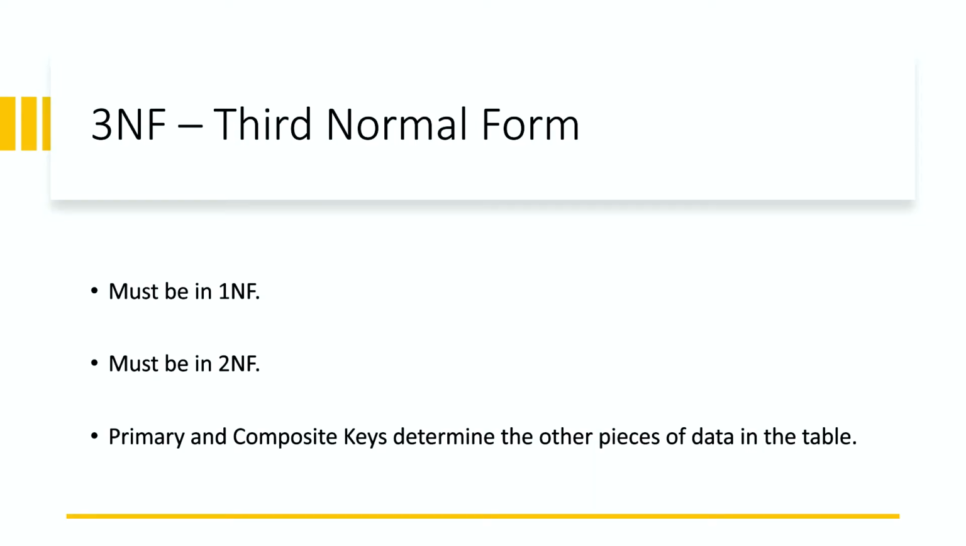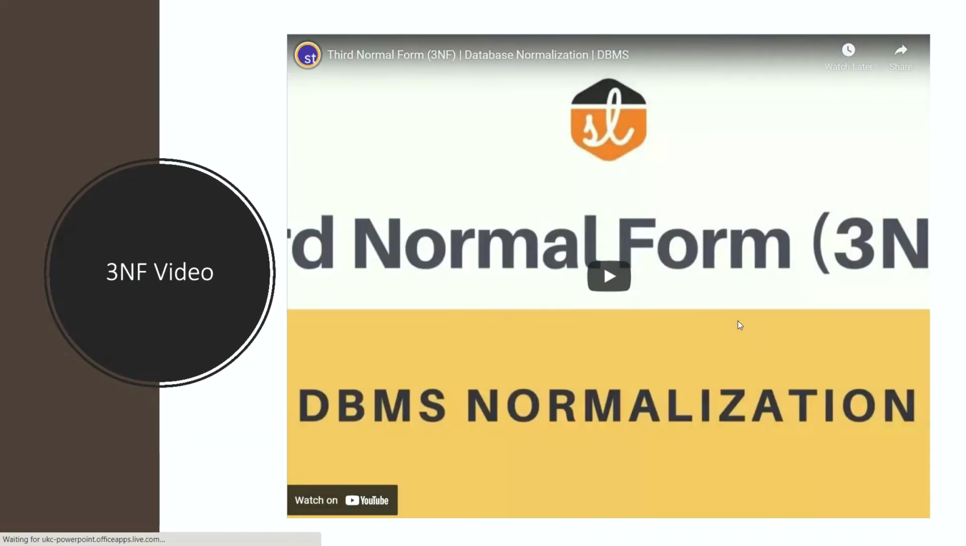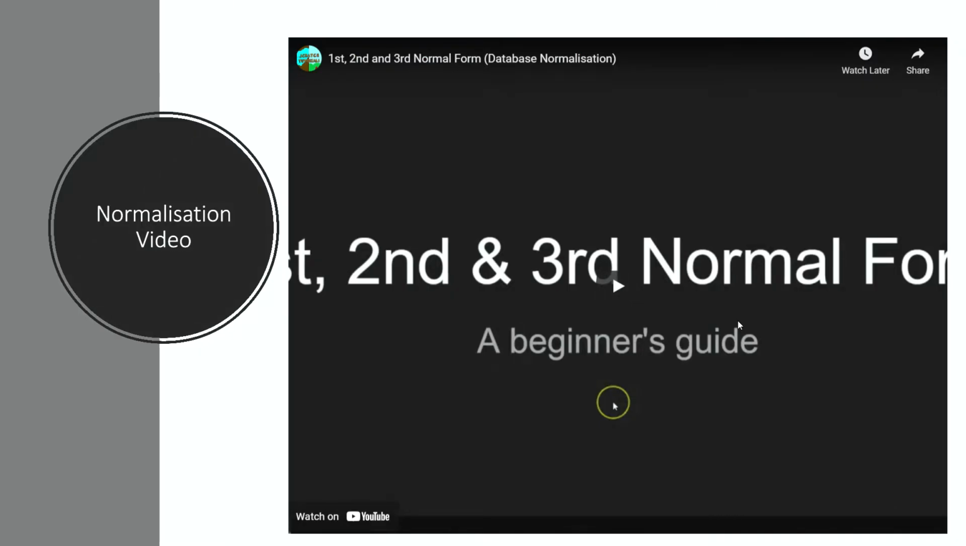Third normal form, you must have done 1NF, 2NF before you can do this one. So primary and composite keys determine the other pieces of data in the table. So all the data in the current table should be linked in some way, shape, or form to the primary key or the composite keys. Composite keys we haven't gone over because I don't think it's going to be in the exam. I haven't seen it so far, but composite keys are simply where we have two keys that come together, hence the name composite. And here's a third normal form video. Now, this one here explains all three normal forms again.